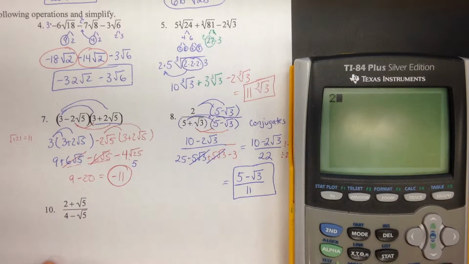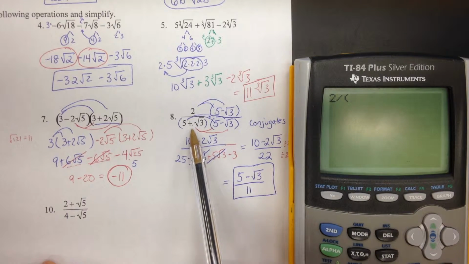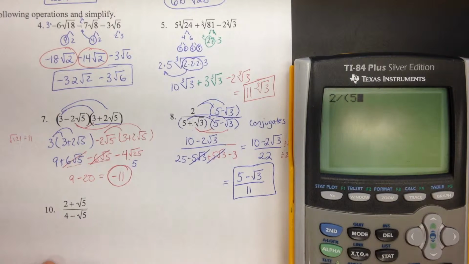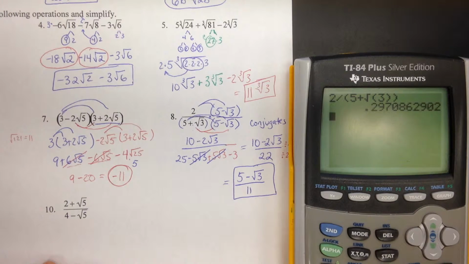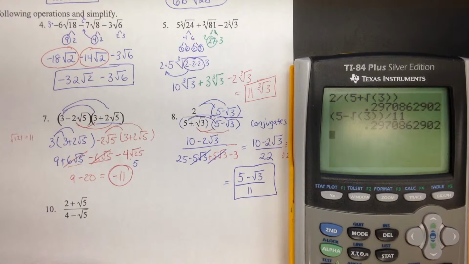If I take the original problem, which was 2 divided by, I got to put the whole denominator in parentheses, 5 plus square root 3, close, close. I'm going to get a decimal, 0.297. Now if I take my answer, I got to put the whole numerator in parentheses, 5 minus square root 3, close, close, then divide by 11. Same thing, bam. Look at that, beautiful.